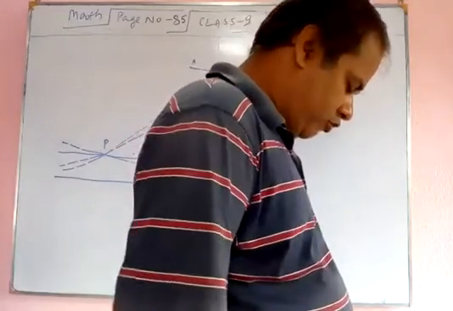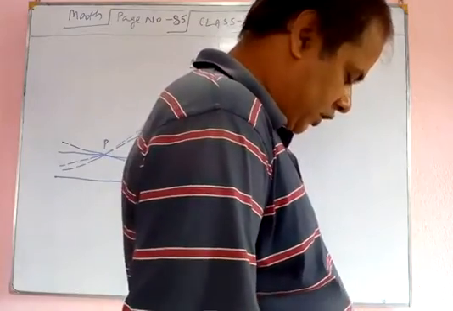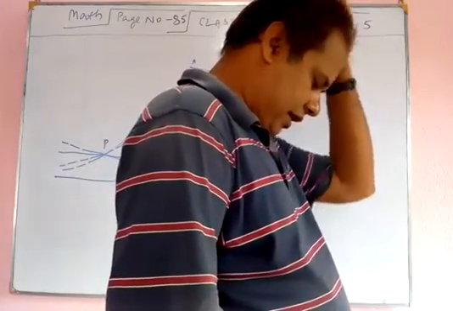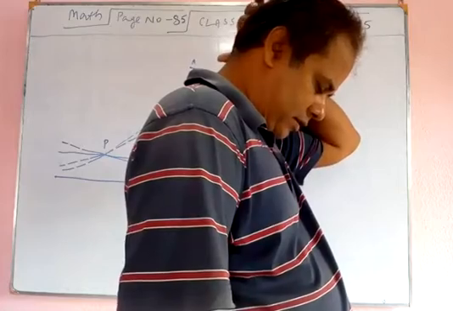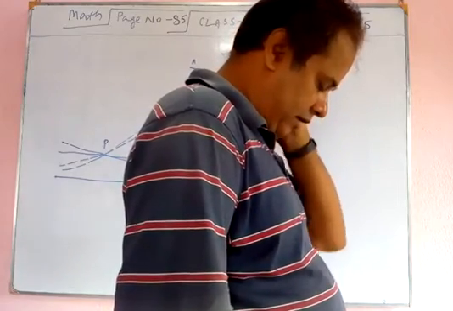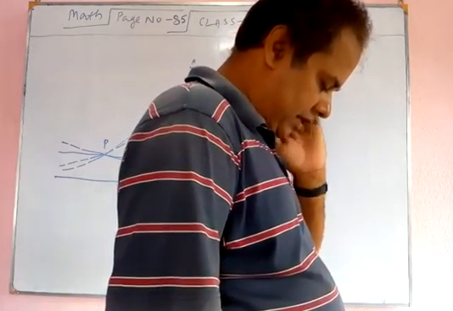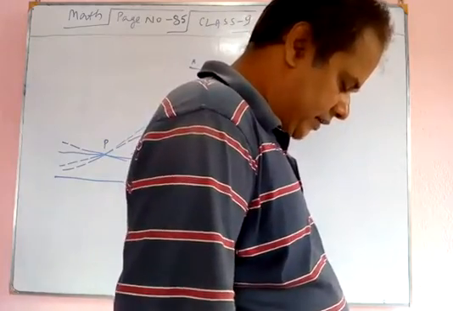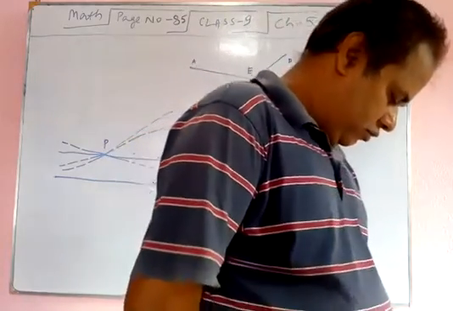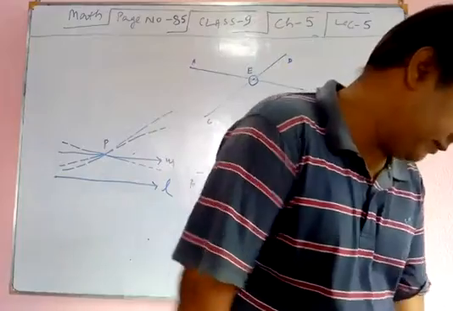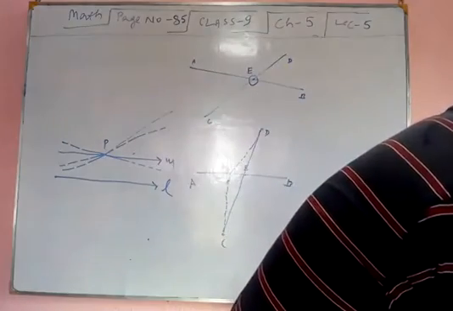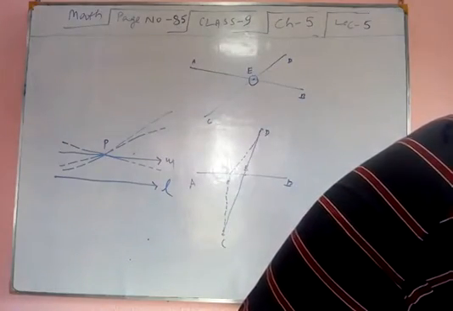This result can also be stated in the following form. Two distinct intersecting lines cannot be parallel to the same line. Next page 87.